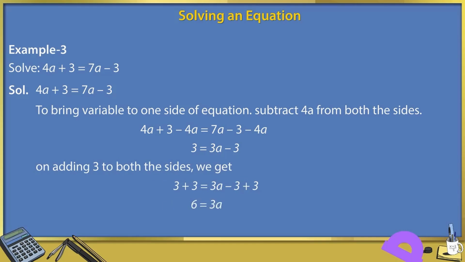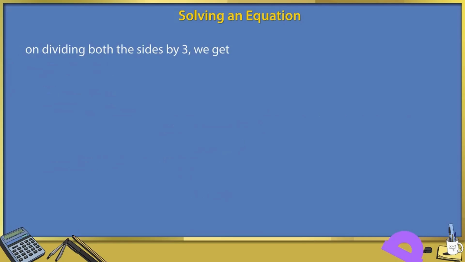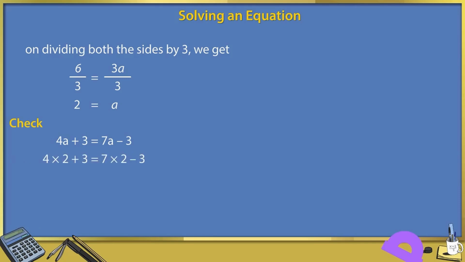6 is equal to 3a. On dividing both the sides by 3, we get 6 by 3 is equal to 3a by 3. 2 is equal to a. Check. 4a plus 3 is equal to 7a minus 3. 4 into 2 plus 3 is equal to 7 into 2 minus 3. 8 plus 3 is equal to 14 minus 3. 11 is equal to 11. LHS is equal to RHS.